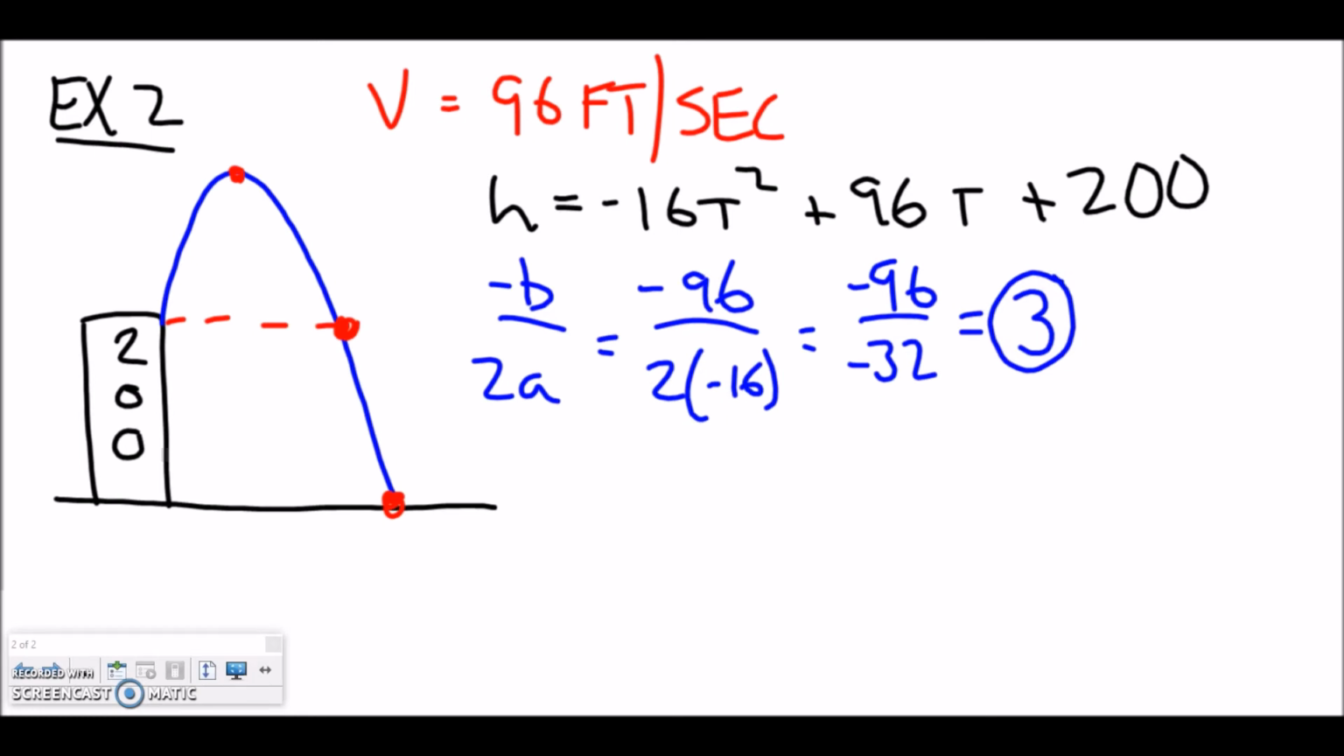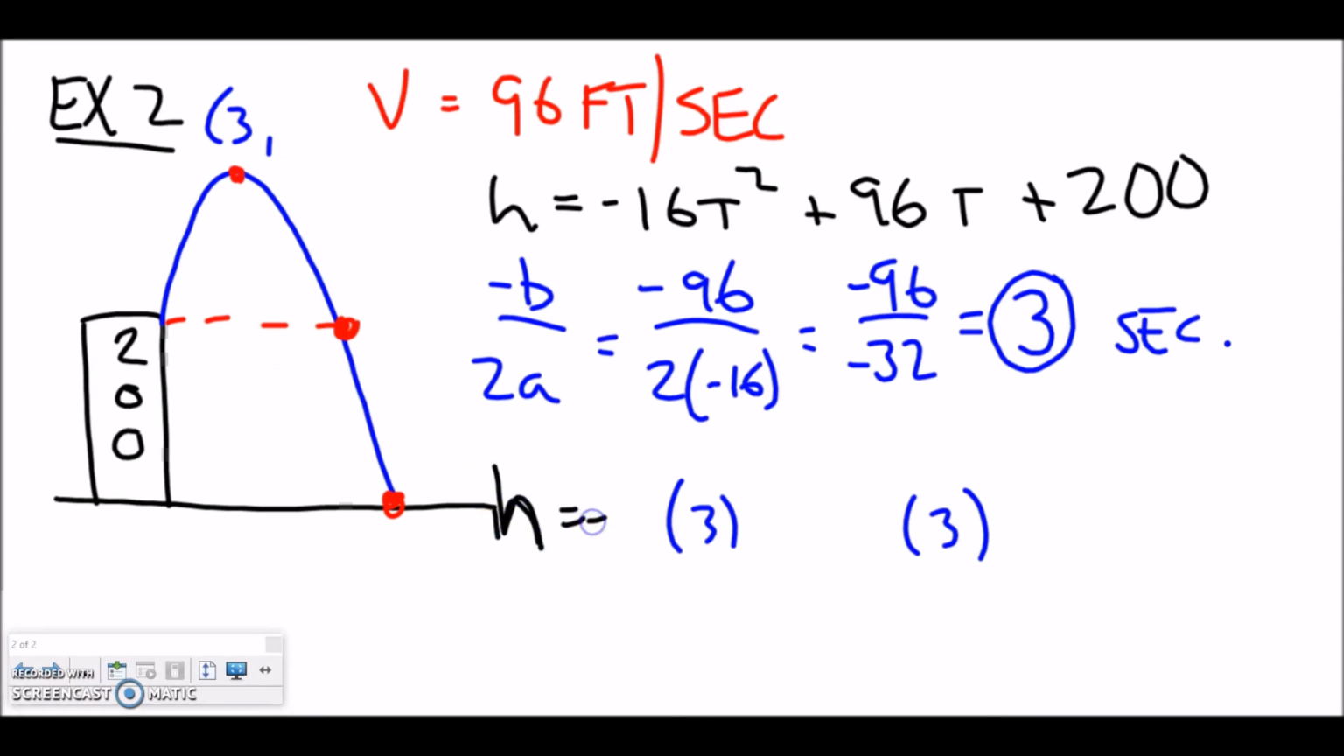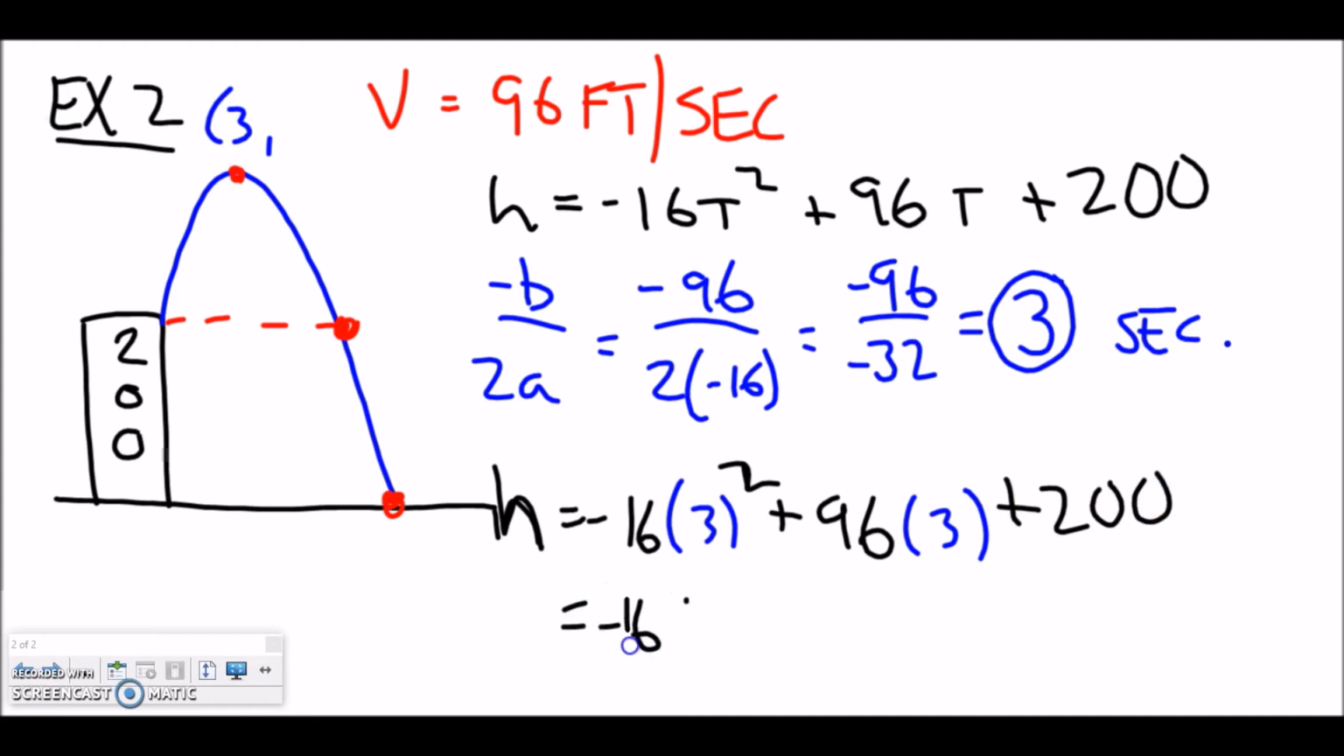So we know that in 3 seconds, when t is 3, that's when the ball reaches its highest point. In order to find that highest point, we just plug 3 into our height equation. So height equals negative 16 t squared, we said t is 3, plus 96 times t, which is 3, plus 200. Well, that's negative 16 times 9, plus 288, plus 200.